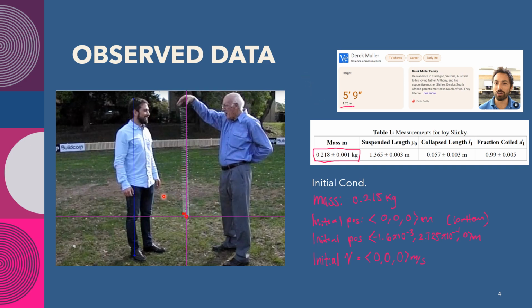So in the observed data, I use this guy's height to calibrate, and then I found the mass of the slinky in an article talking about this video in the problem, which had it as 0.218. And the initial position of the bottom is 0 because it's right at the start, and the initial velocity is 0 also because it is at rest.